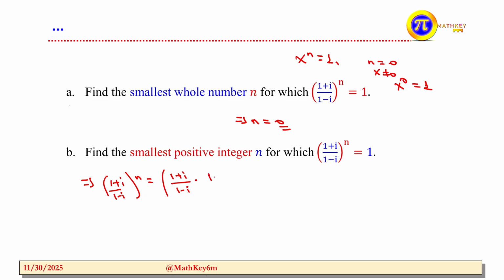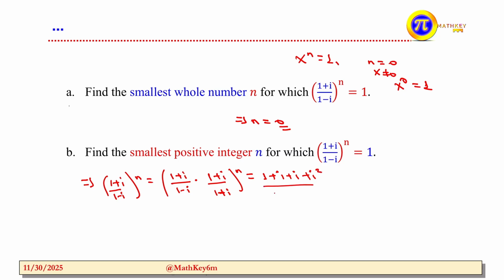So this becomes (1 plus i) divided by (1 plus i), since the conjugate of our denominator 1 minus i is 1 plus i. This is equal to the power of n. Then, 1 times 1 is 1, 1 times i is i, i times 1 is i, and i times i is i squared.